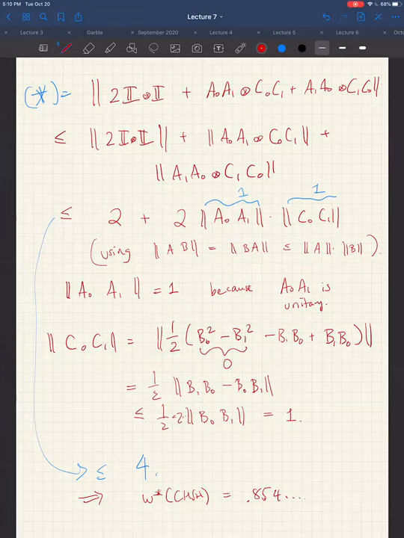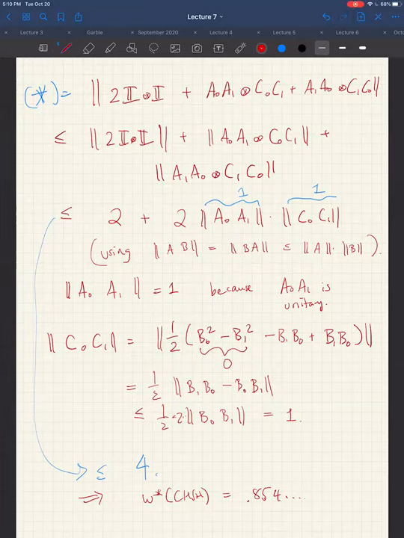Henry, can you maybe explain that triangle inequality step one more time? Like, does a minus sign make it weird at all? Let's see. You mean this one here? Yeah. I guess you can just treat it as, you know, this is like B1, B0 plus minus B0, B1. And just treat the minus B0, B1 as just another operator.